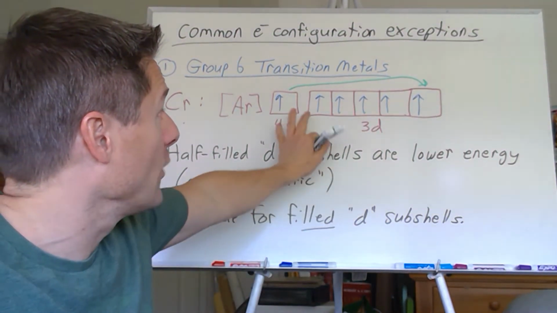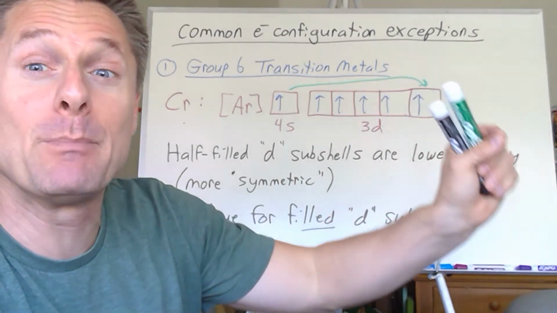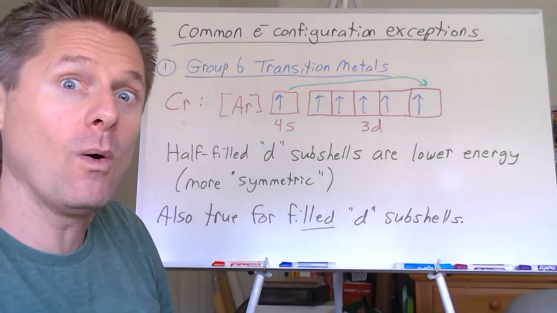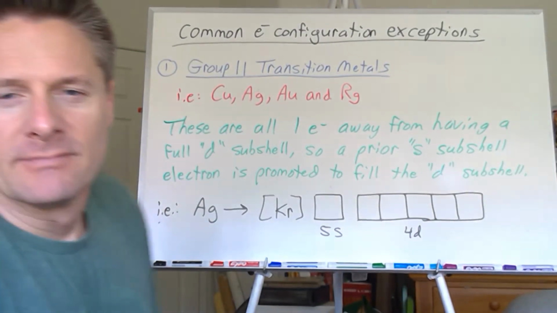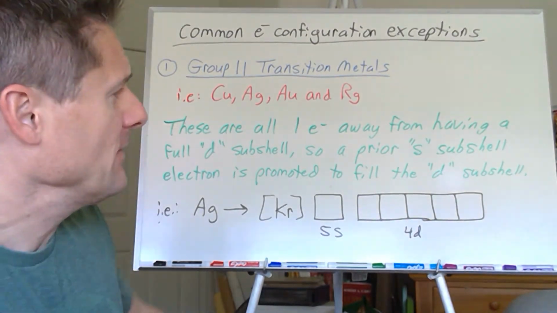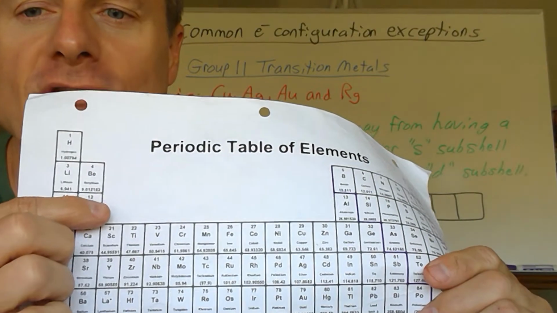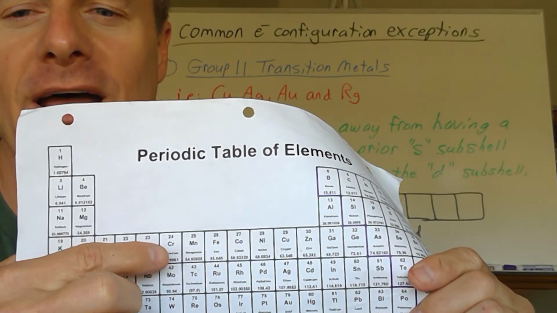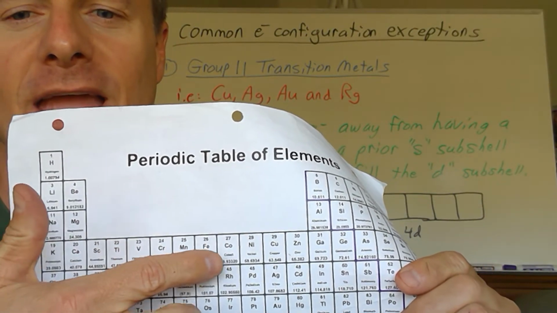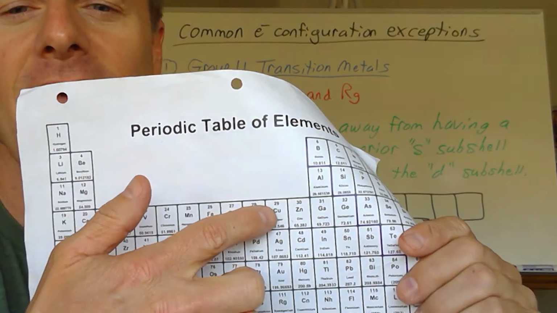Let's look at the next one where it's one away from being completely filled. Oh. All right, in a similar fashion, the group 11 transition metals. 1, 2, 3, 4, 5, 6, 7, 8, 9, 10, 11.